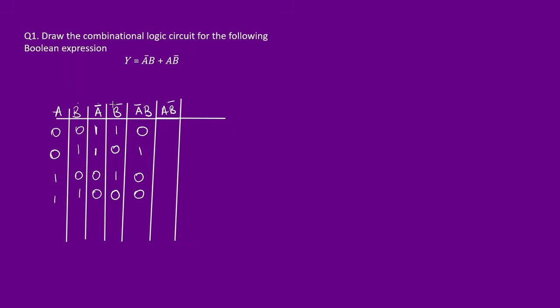Now doing A and not B. So these are worlds apart. 0 and not B, which is 1, is 0.